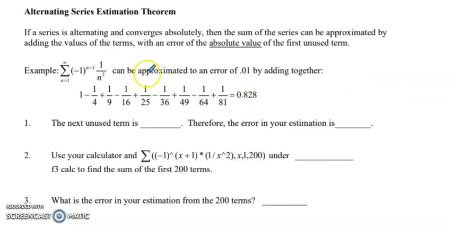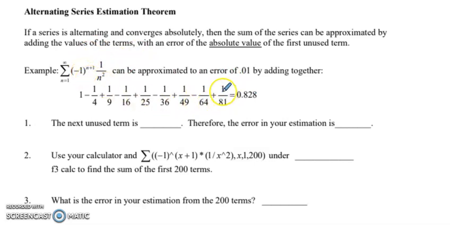So this example we're given, I don't know how to find the sum of this series. The only series that I know how to find the sum of are either geometric or telescoping. This is neither. So what I can do is approximate the sum by adding a finite number of terms in the series. Now here I'm adding from where n equals 1 up through when n equals 9. So I'm adding up 9 terms here. And when I do this in my calculator, I get 0.828. So I'm approximating that the sum of this series is 0.828.